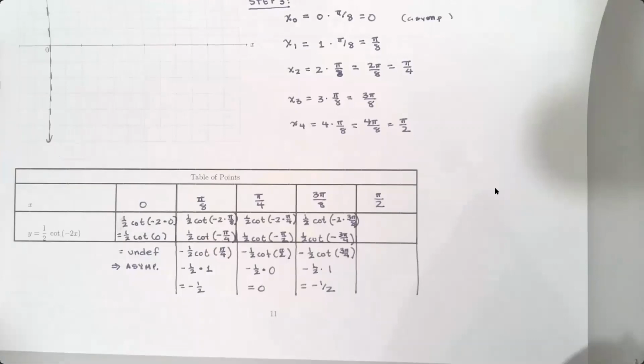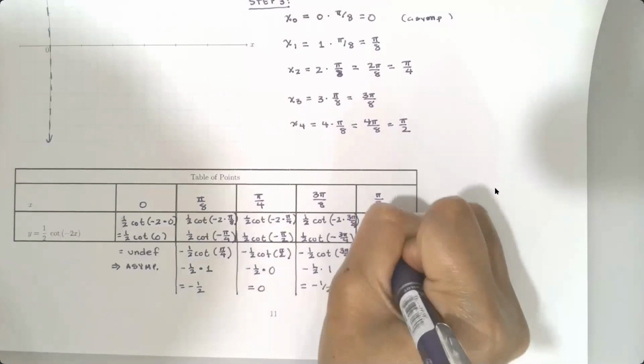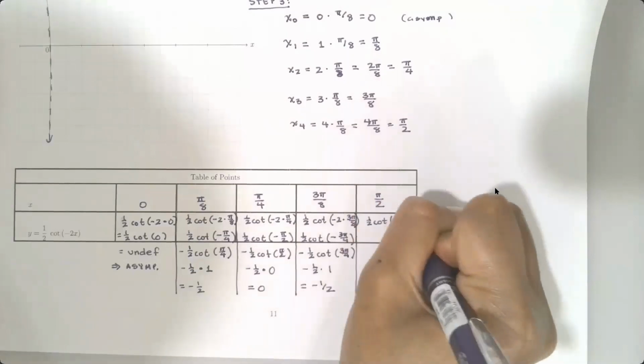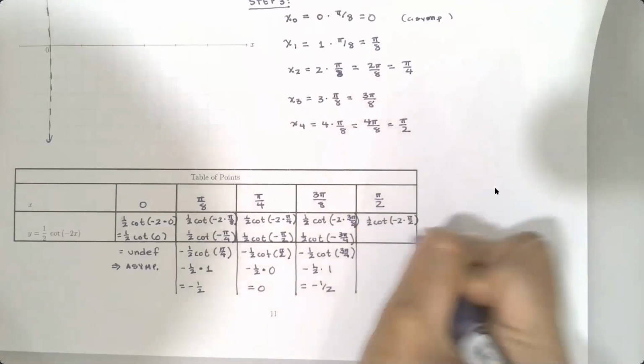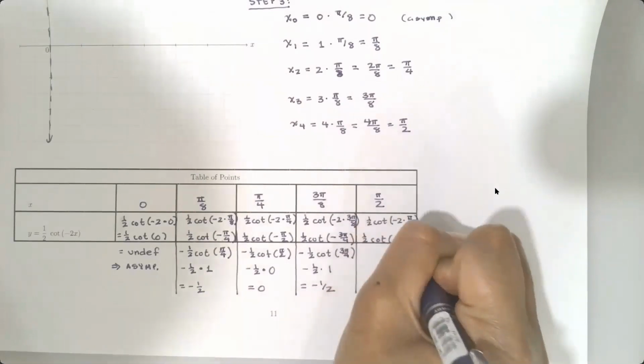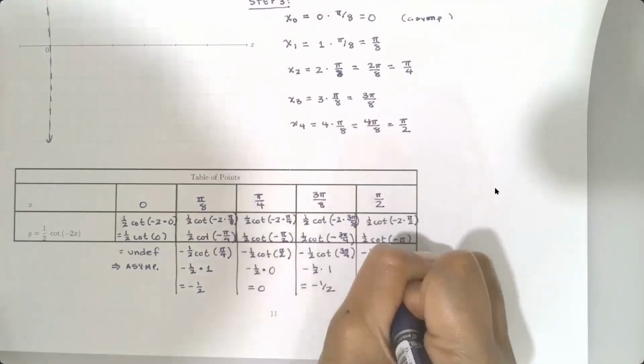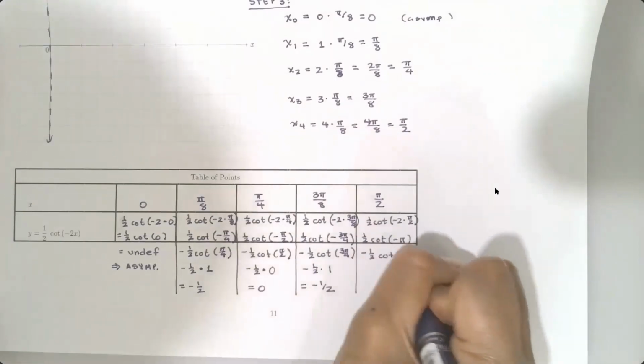All right, we have one last one. 1/2 cotangent of negative 2 times pi over 2. That becomes 1/2 cotangent of negative pi. We can bring the negative to the outside to get negative 1/2 cotangent of pi.